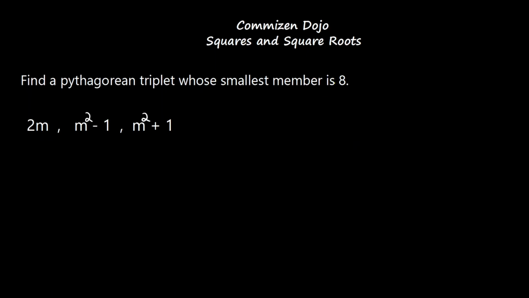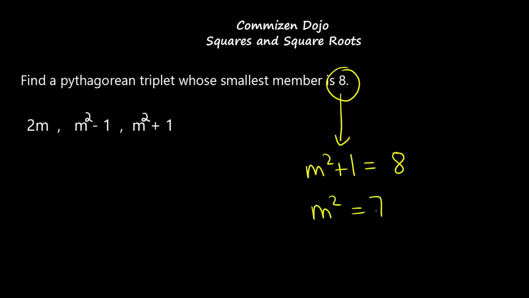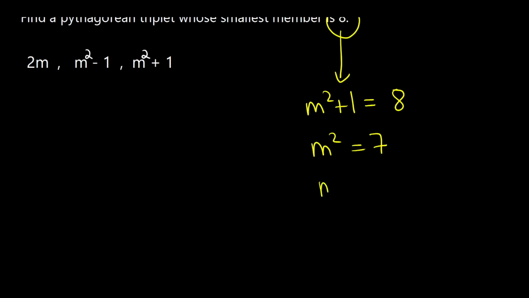So right here, now what I'm going to do is I'm going to take 8 and I will equate it to m square plus 1. So m squared plus 1 is equal to 8. This gives me m square is equal to 7. Now m is equal to the square root of 7. And the square root of 7, just to tell you, is something around 2.64.